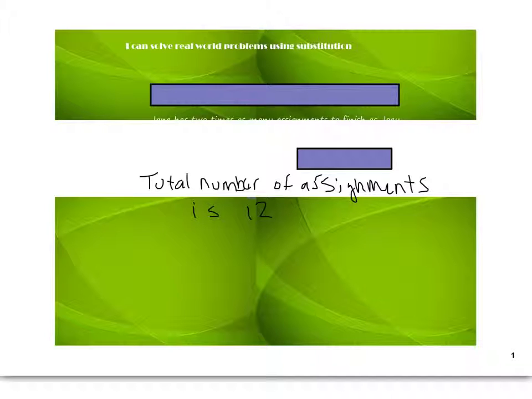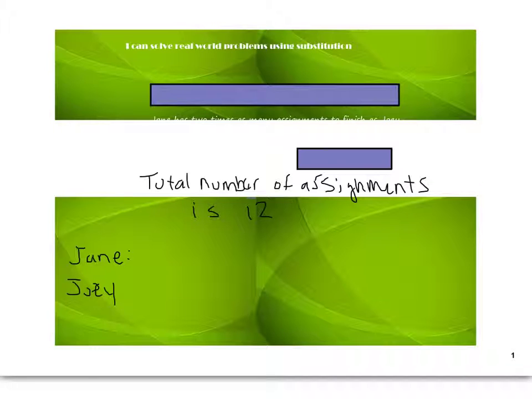So we need to figure out, first of all, how to write a set of equations for this so that we can solve using substitution. But in order to do that, we need 2 different equations describing the situation. So let's start with this first part here. Jane has 2 times as many assignments to finish as Joey. Now, our first step is to figure out what we need to know. We want to know how many assignments Jane has and how many assignments Joey has.